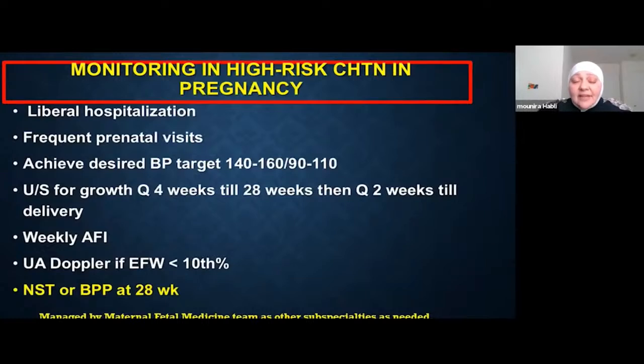We monitor them very closely. They have frequent prenatal visits for blood pressure checks, and now we sometimes do home blood pressure, with liberal hospitalization to control their blood pressure. We usually aim for a desired blood pressure target between 140 to 160 over 90 to 110. We do ultrasound every 4 weeks till 28 weeks, and then every 2 weeks till delivery. Weekly AFI and Dopplers if there is IUGR, and NST or biophysical profile, we start at 28 weeks or earlier if indicated.